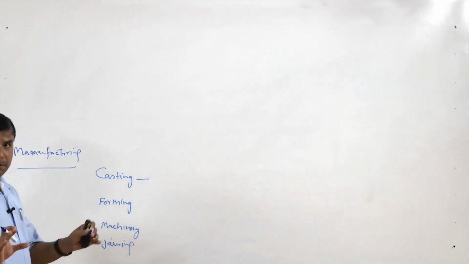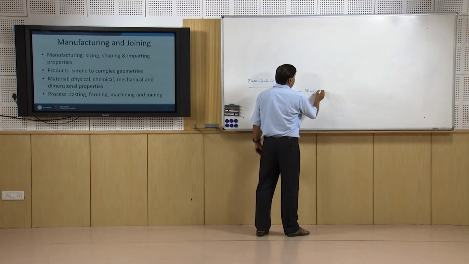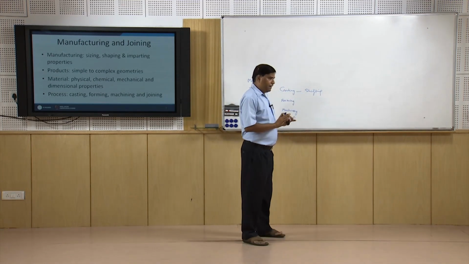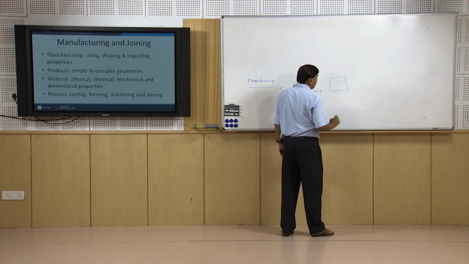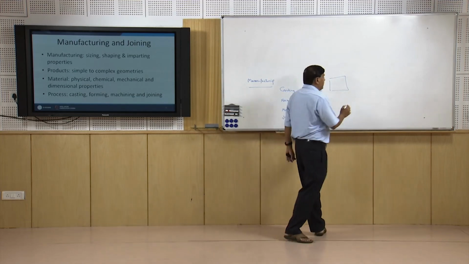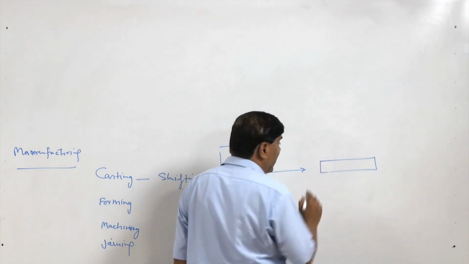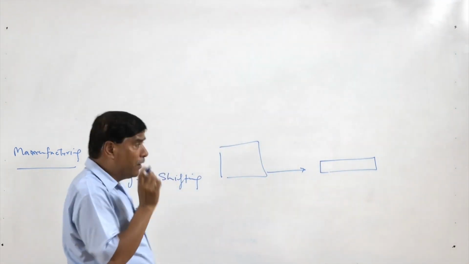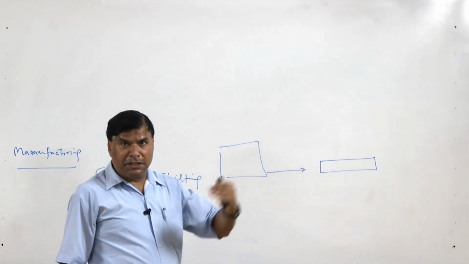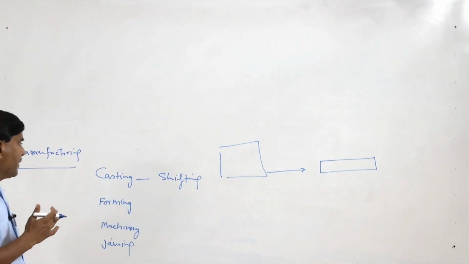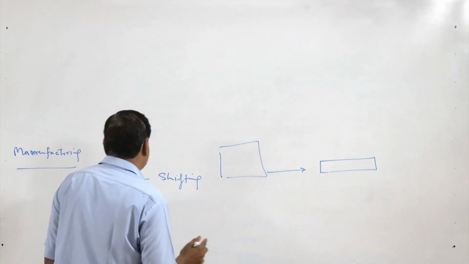The casting is a simple process where just shifting of the material takes place from one shape to another. For example, this is the block of the material, it is melted, and after melting, pouring into the mold, we can get the different sizes and shapes as per our requirement. So, here mainly the shifting of the material takes place from one region to another. There is no major loss of the material, just it is shifted from one region to another.